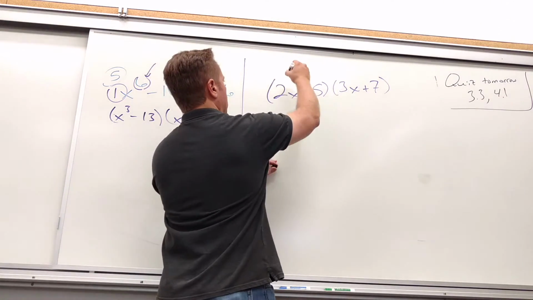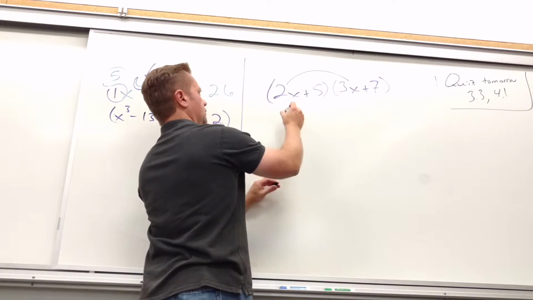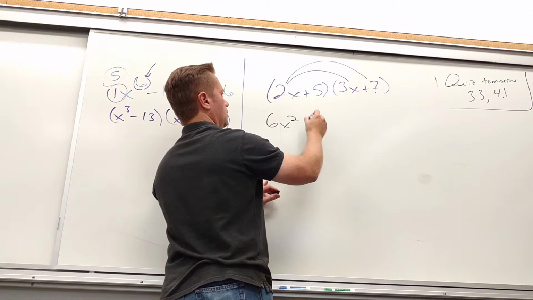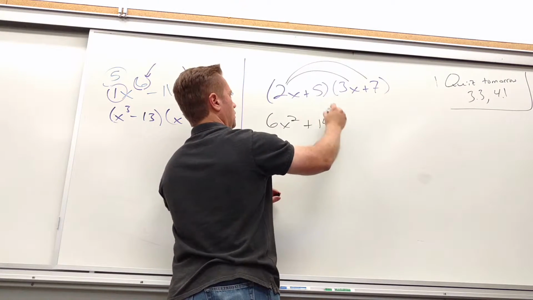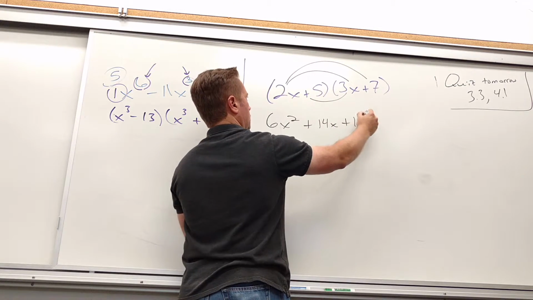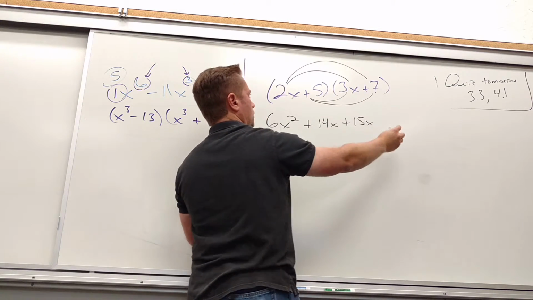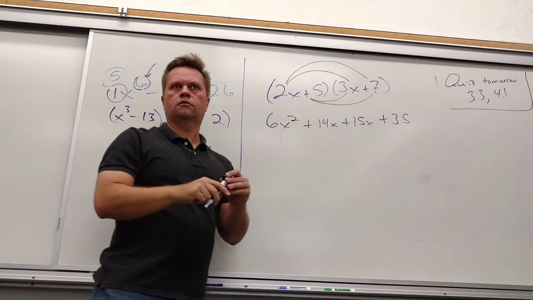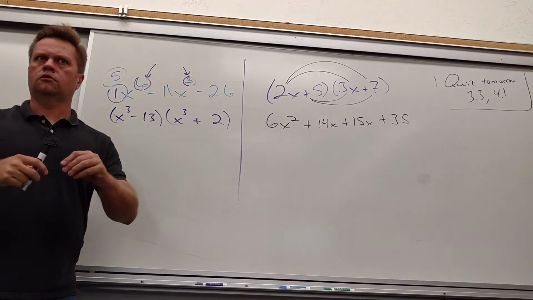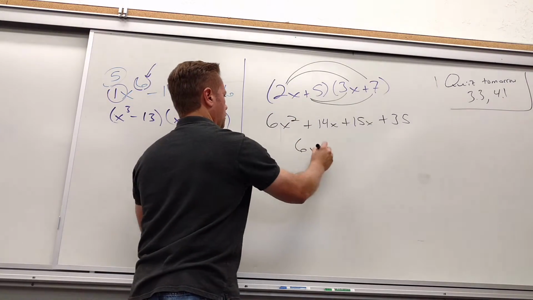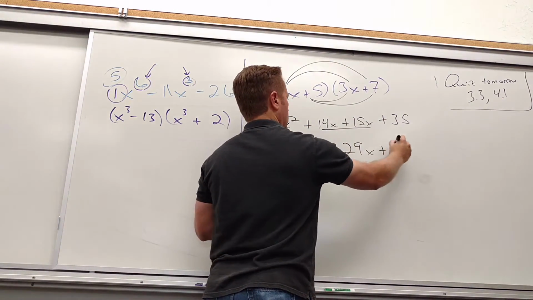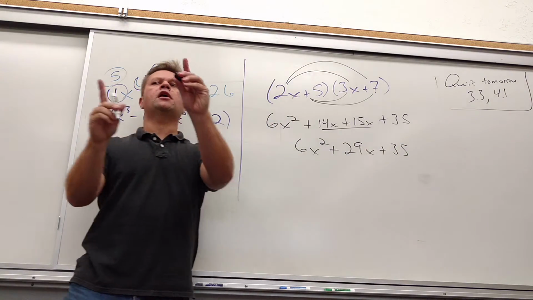So of course, how do I do this? I get 6x squared plus 29x plus 35. Now let's check a couple things out.